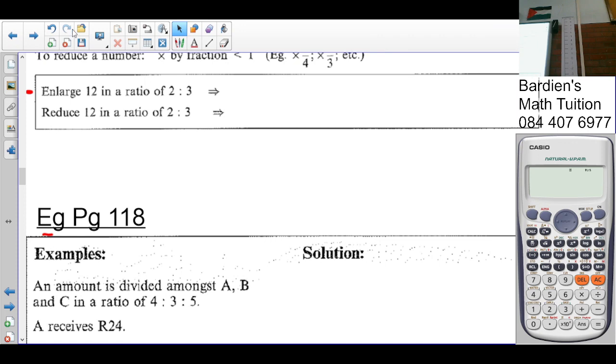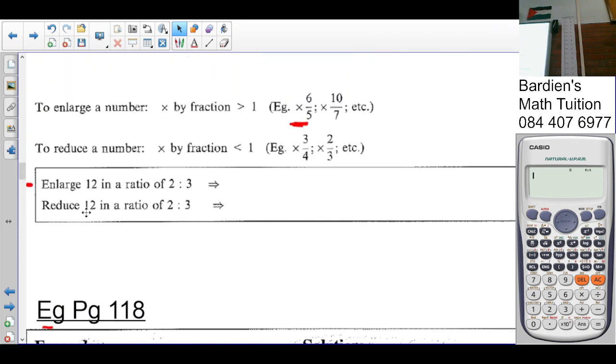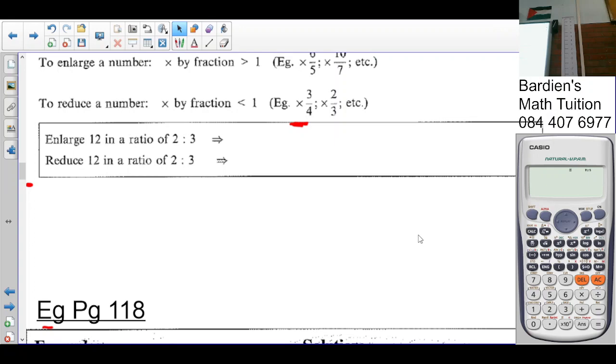Okay, so the question says enlarge 12 in the ratio 2 is to 3. Yes, Michael? So we say 2 plus 3, which gives you 5. Is that what you say? And then 12 divided by 5. And then, according to that, we times it by 2, by 2 and 3. So what's your final answer? I don't know, I didn't work it out yet. Okay, that's one way of doing it.